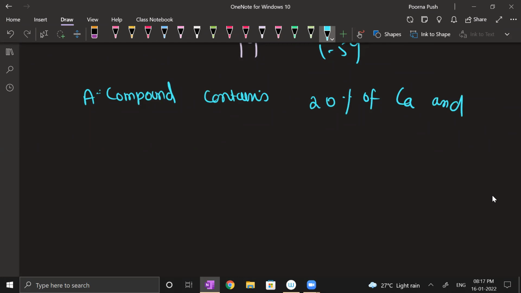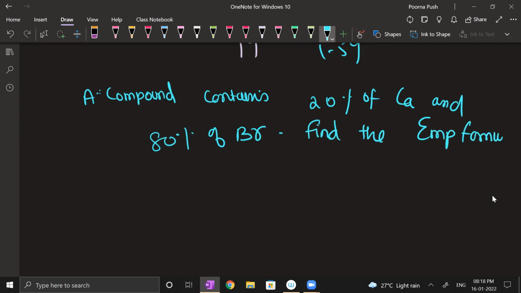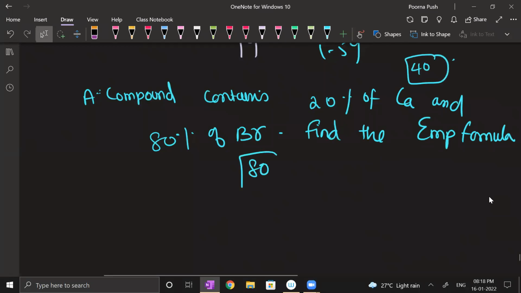Twenty percent of calcium and 80% of bromine. Find the empirical formula. Do it. Calcium weight is 40. Bromine is again 80. First find the number of moles of calcium and then bromine. Follow the steps.